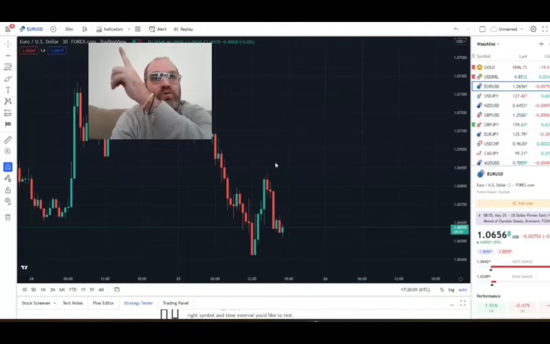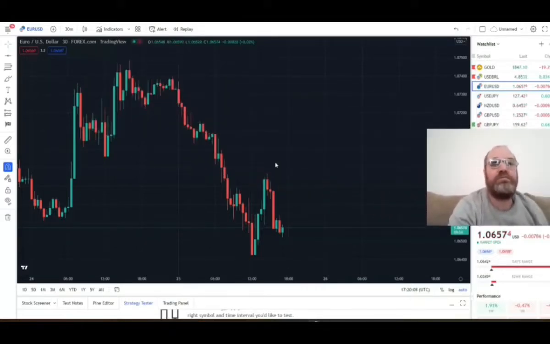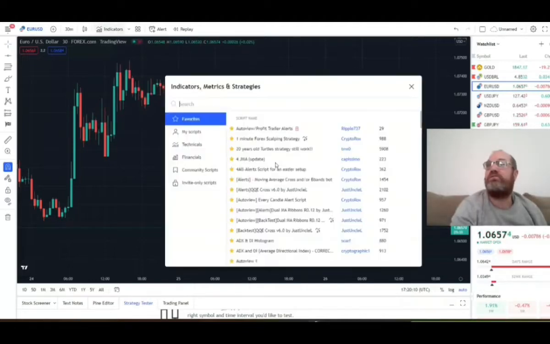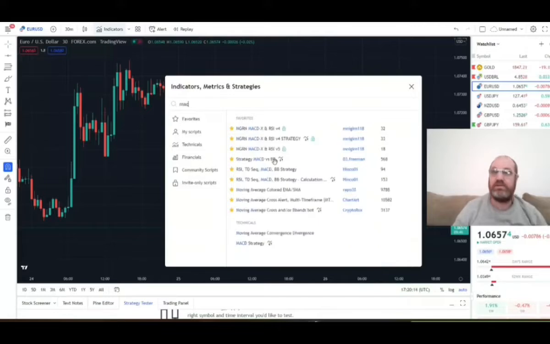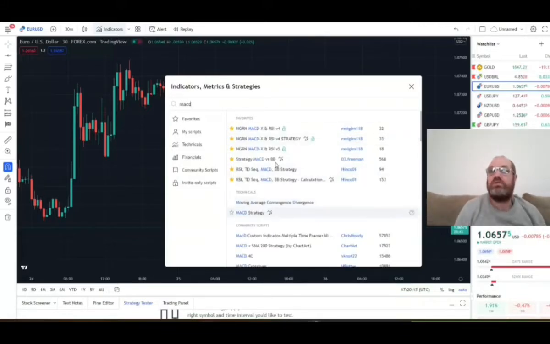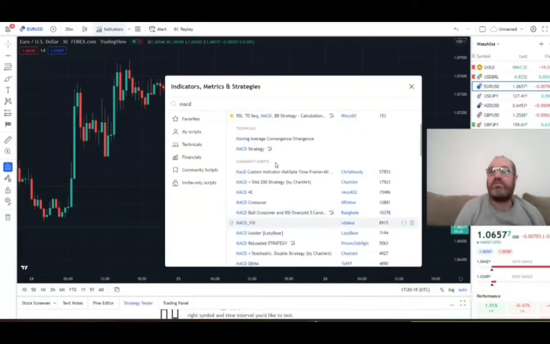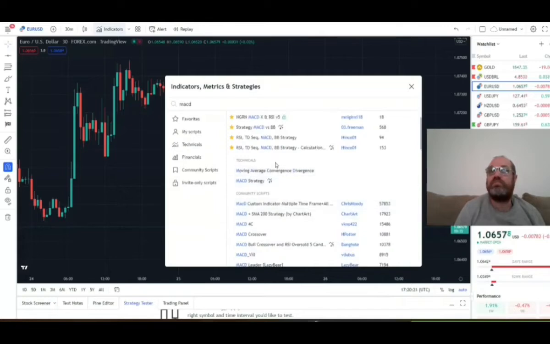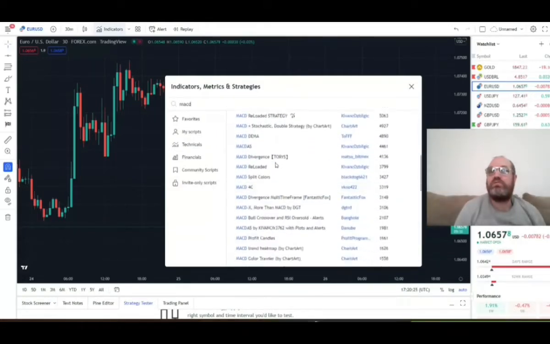So let's go to indicator. Then we move me back down here. So we go to indicator. We are going to add MACD. MACD. Then we just add, let's see. We just want a normal MACD here.